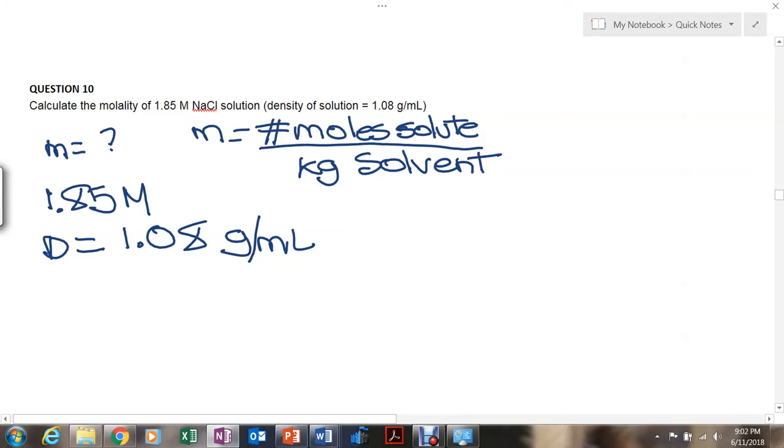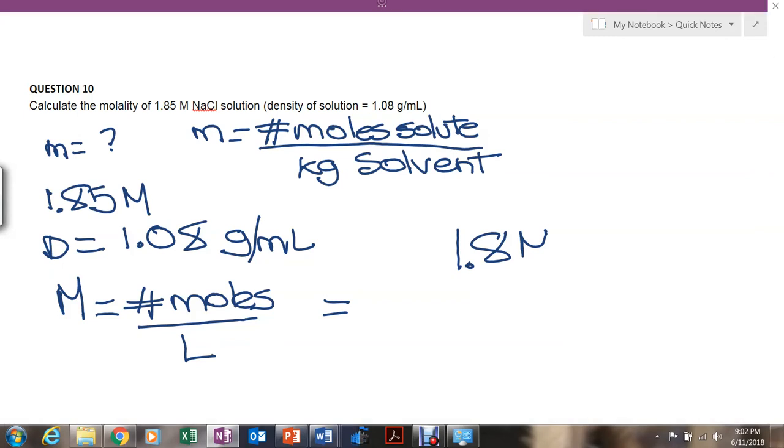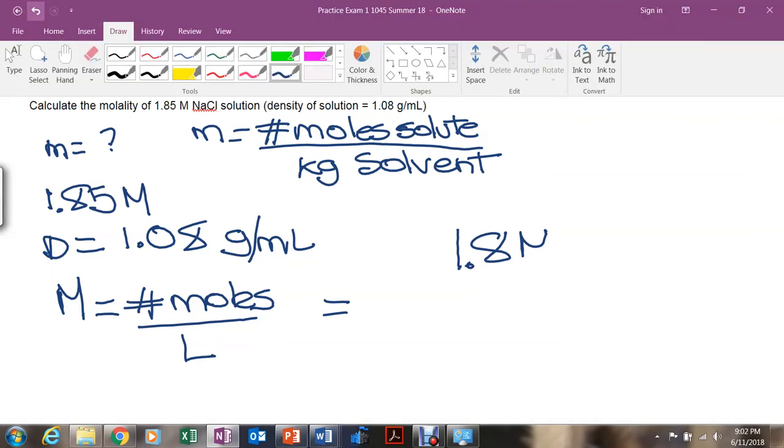They're not giving you anything, but you know the molarity is number of moles per liters of solution. That means that if you got 1.85 molar, you got 1.85 moles per liter.